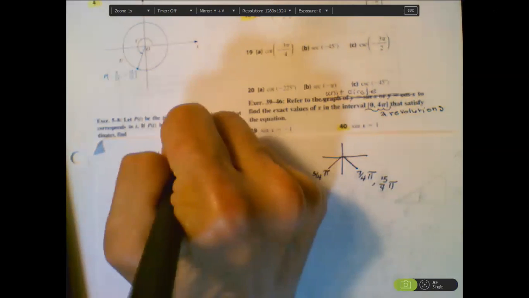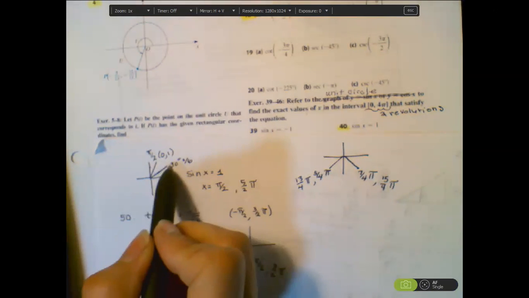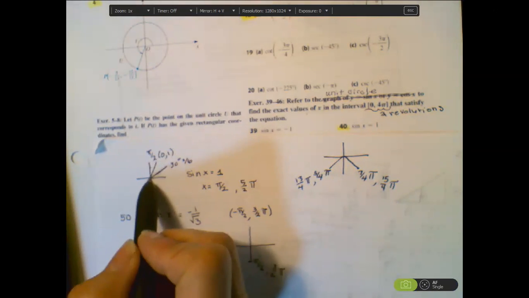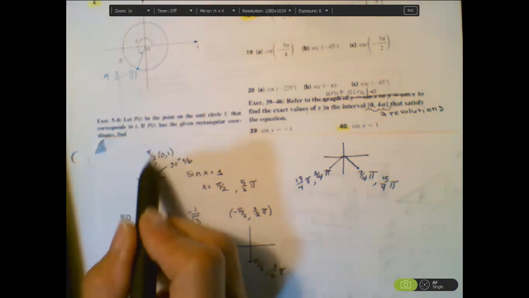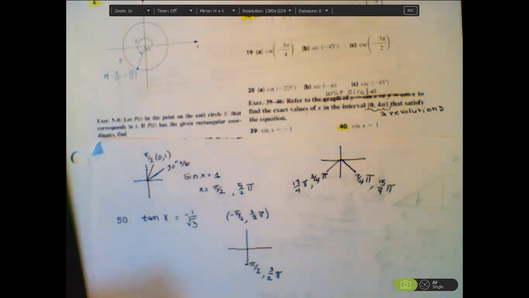30 degrees is pi over 6. This is 1/6. This is 2/6. This is pi over 3 right here, and then that's 3/6. So 1/6, 2/6, 3/6.